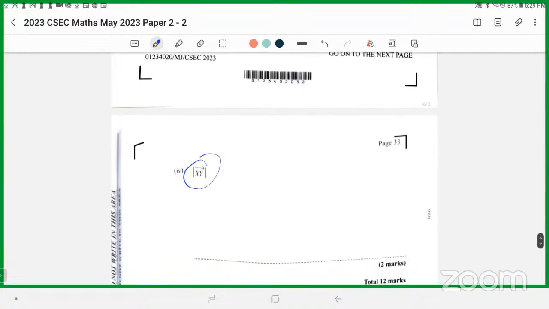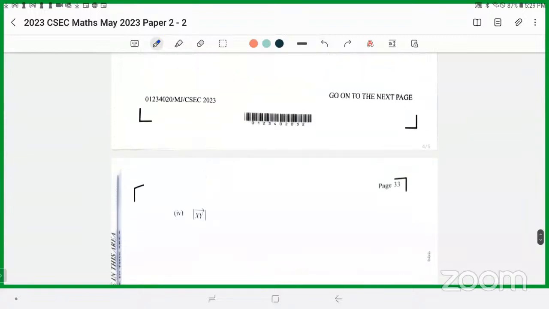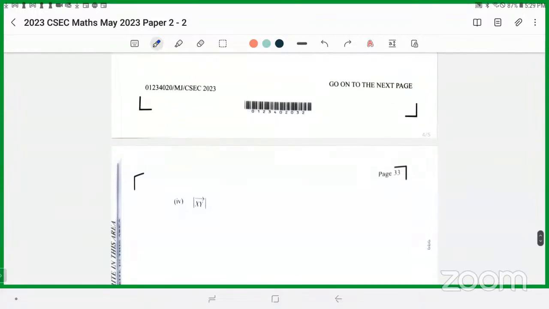Here now they want the modulus of XY. Remember, the modulus is the length, the magnitude of XY. So if you have a vector V and the vector is AB like that, then the modulus of that vector V is simply equal to the square root of A squared plus B squared.